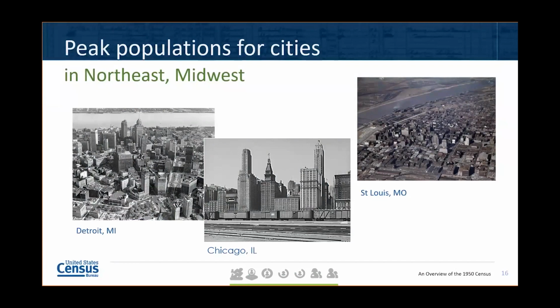So, peak populations in some industrial cities in the Northeast and Midwest. A number of large industrial cities in the Northeast and Midwest hit their peak decennial population in 1950, and they would experience population declines in subsequent decades in both relative and absolute terms.